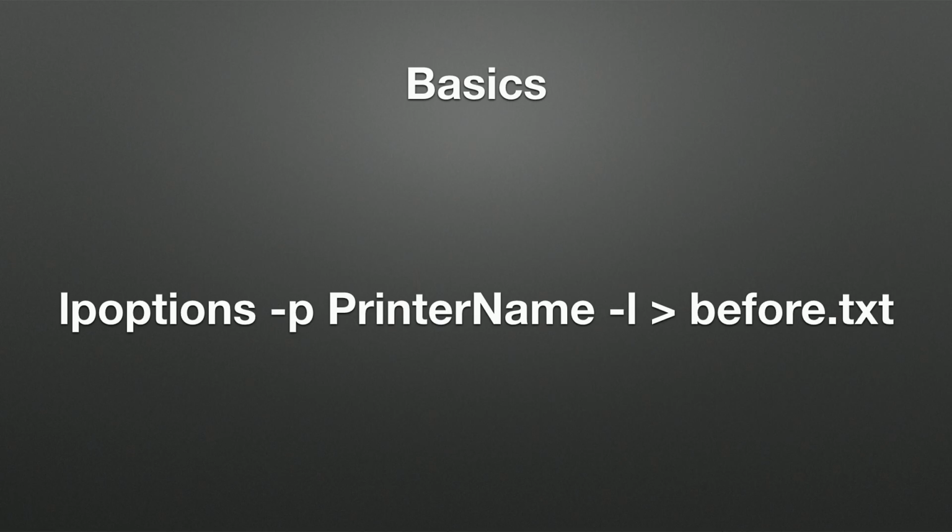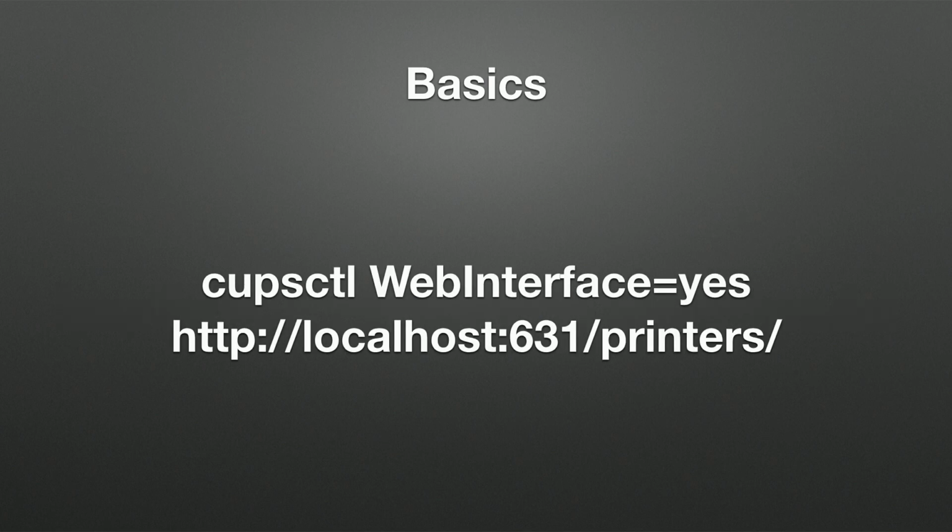So first, we're going to take that wall of text and we're going to redirect it to a file. In this case, I'm naming it before.txt. You'll see why in a minute. Then we need to actually make the change. And the easiest place to do that is through the CUPS GUI. Now, CUPS is macOS's printer interface.